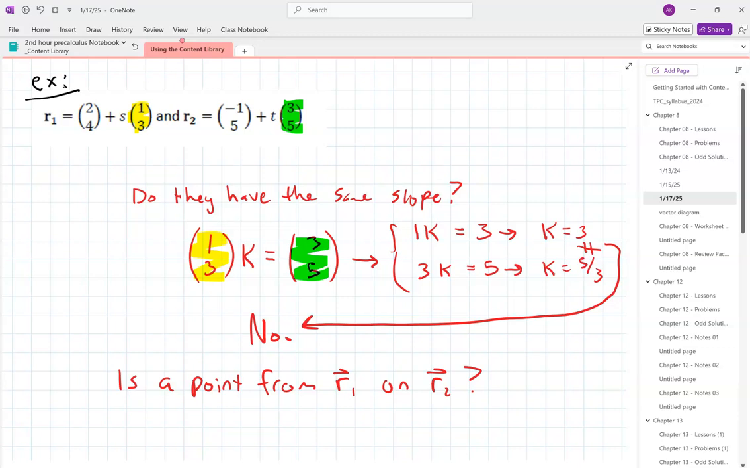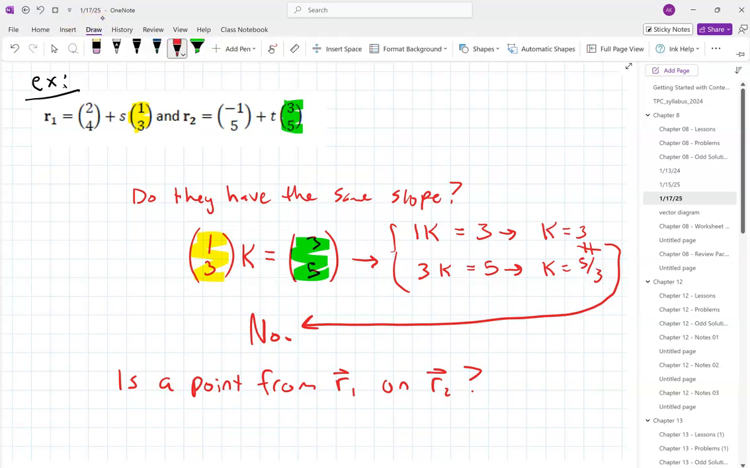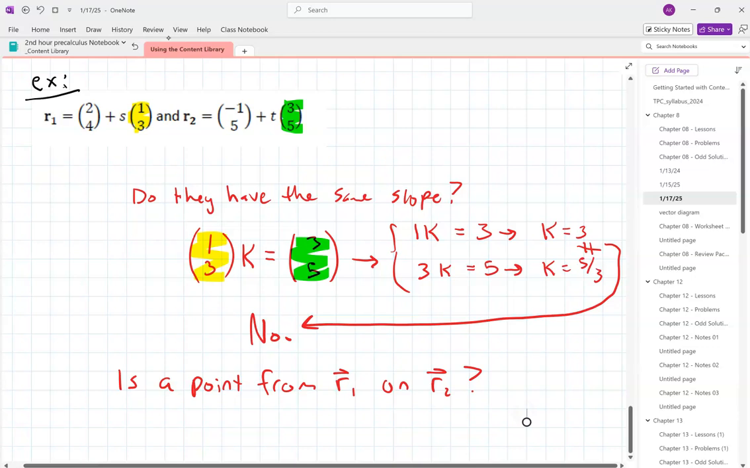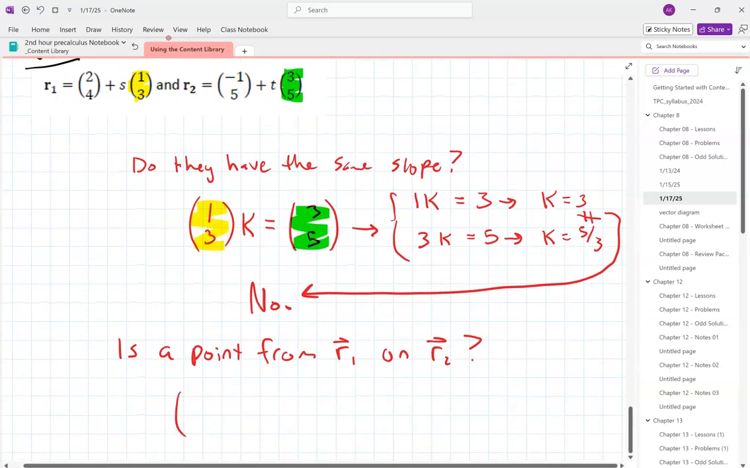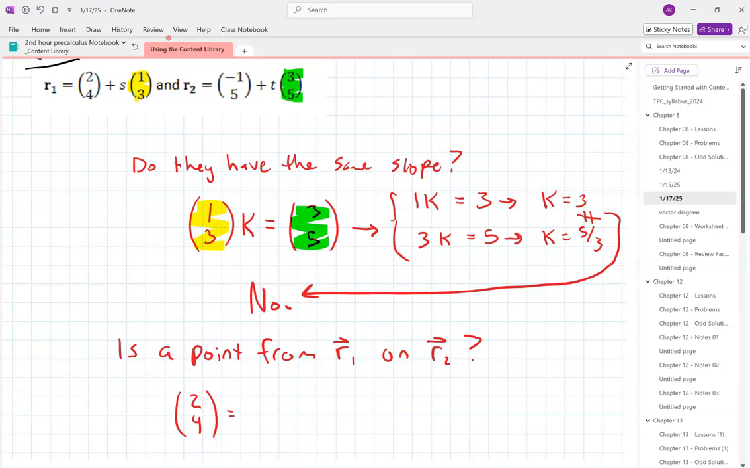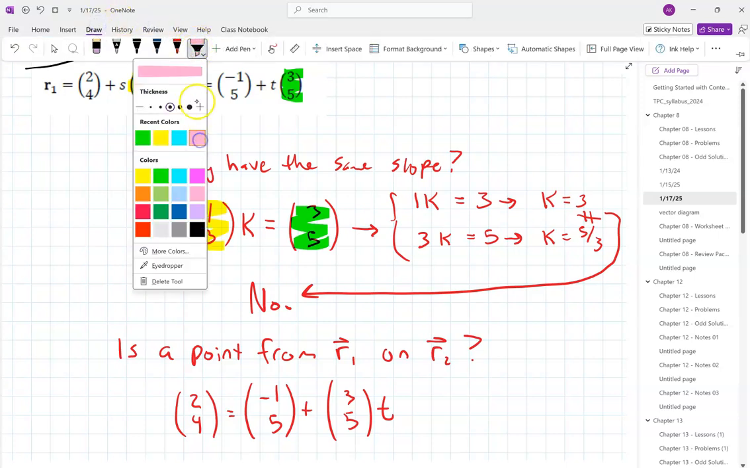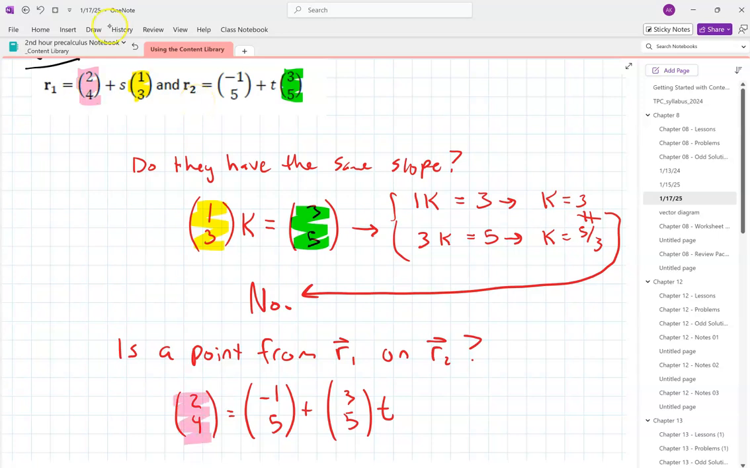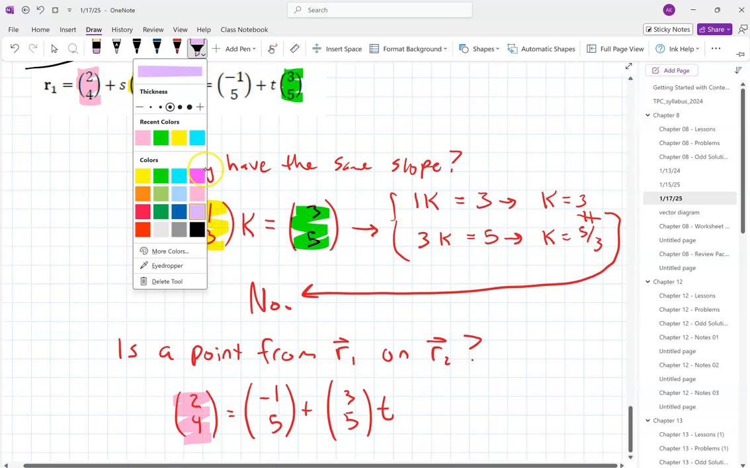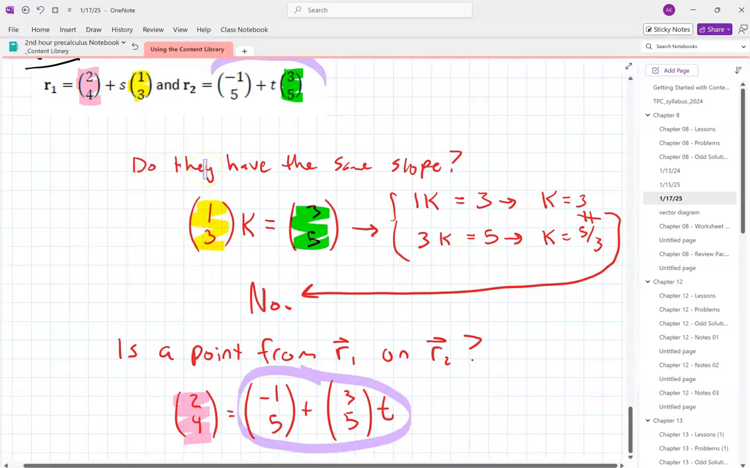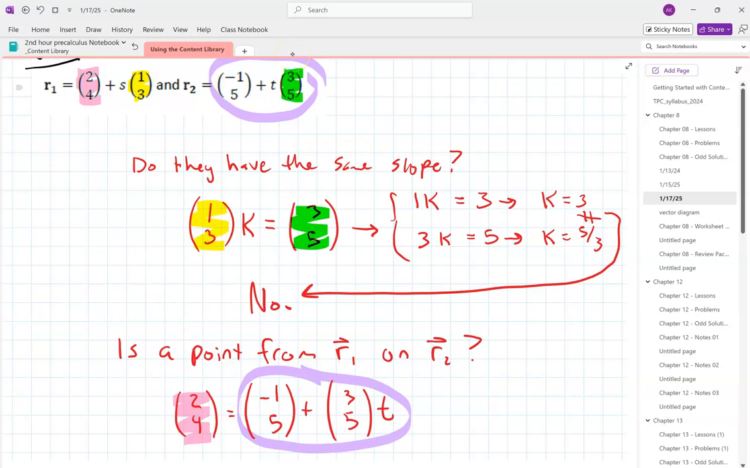So next I'm going to check, is there a point from R1 that is on R2? So I'm going to grab a point from R1. The obvious point to choose is the vector 2, 4. Is everybody okay with how I built that equation? You see the pieces that went together?